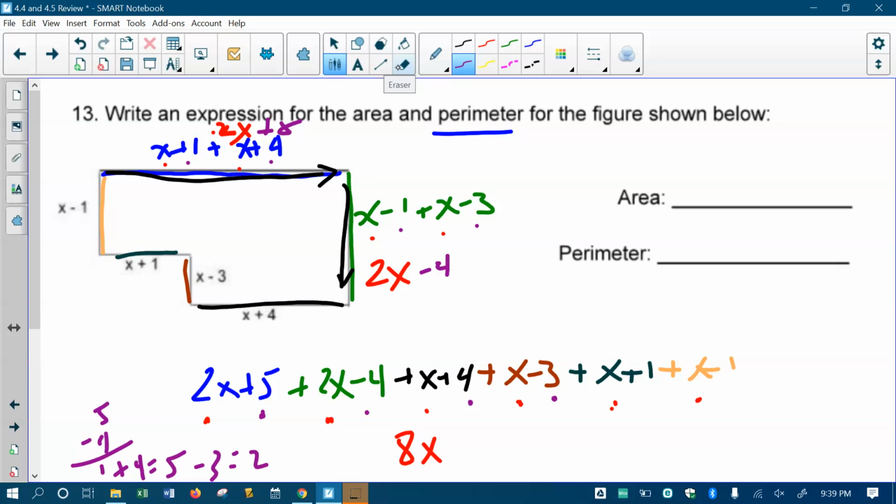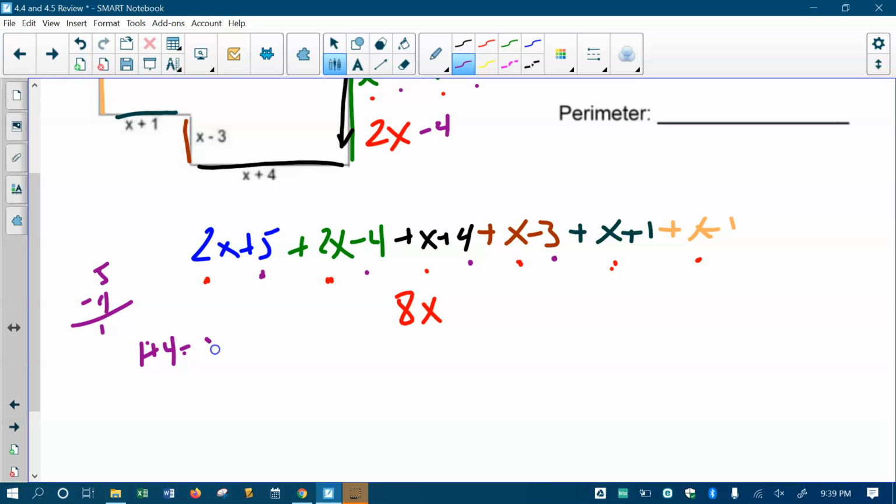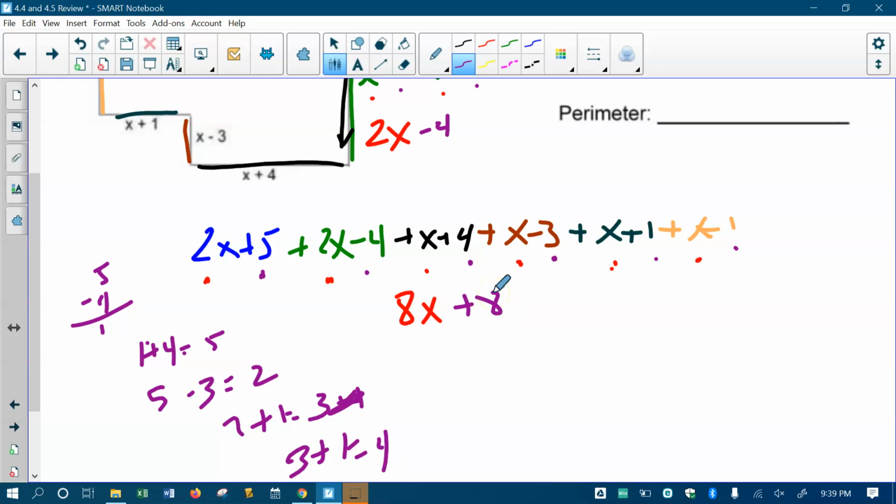I don't really like that I'm doing it like this, so I'm just going to change it slightly to make it clear. Alright, and then I did 1 plus 4, which is 5. And I did 5 minus 3, which is 2. Then I have to do 2 plus 1, which is 3. And 3 plus 1, which is 4. Okay, a positive 4, so I get 8x plus 4. That's my perimeter. I wrote an 8 for some reason. I don't know why. There you go. 8x plus 4 is your final answer here for your perimeter.